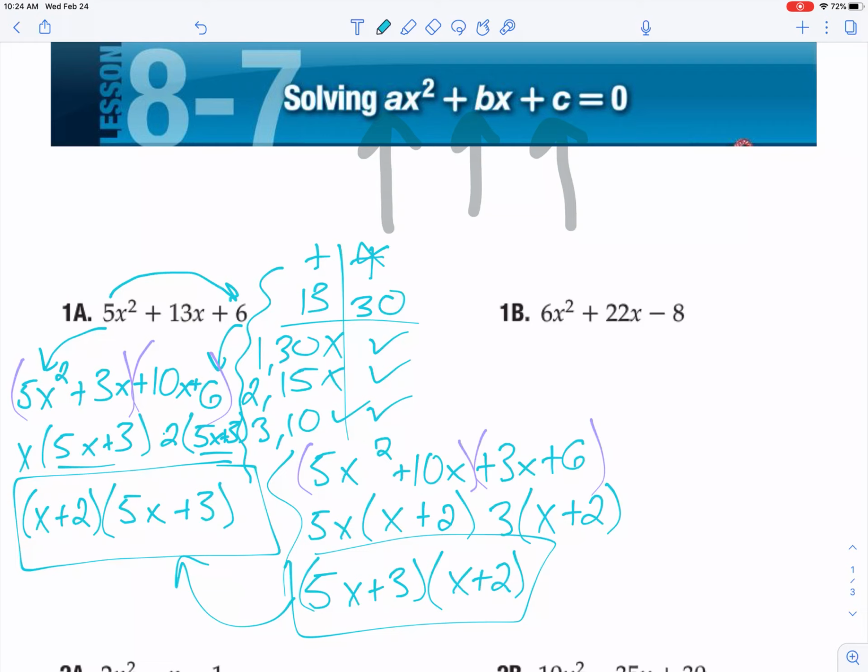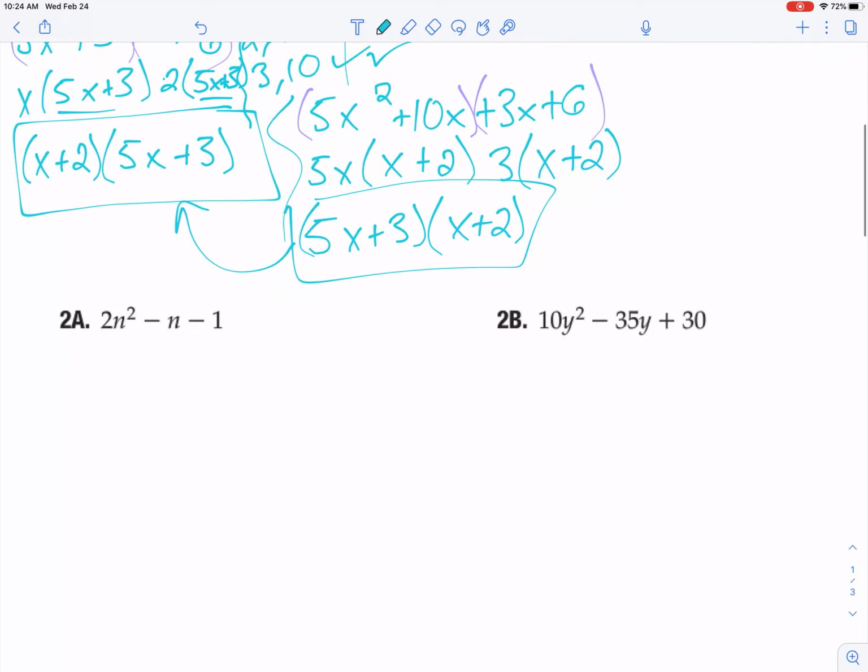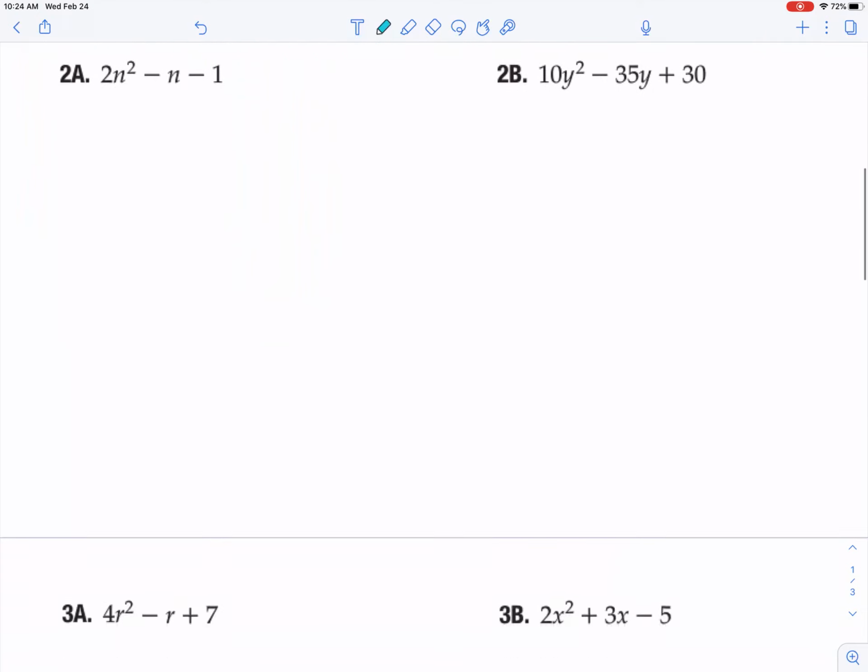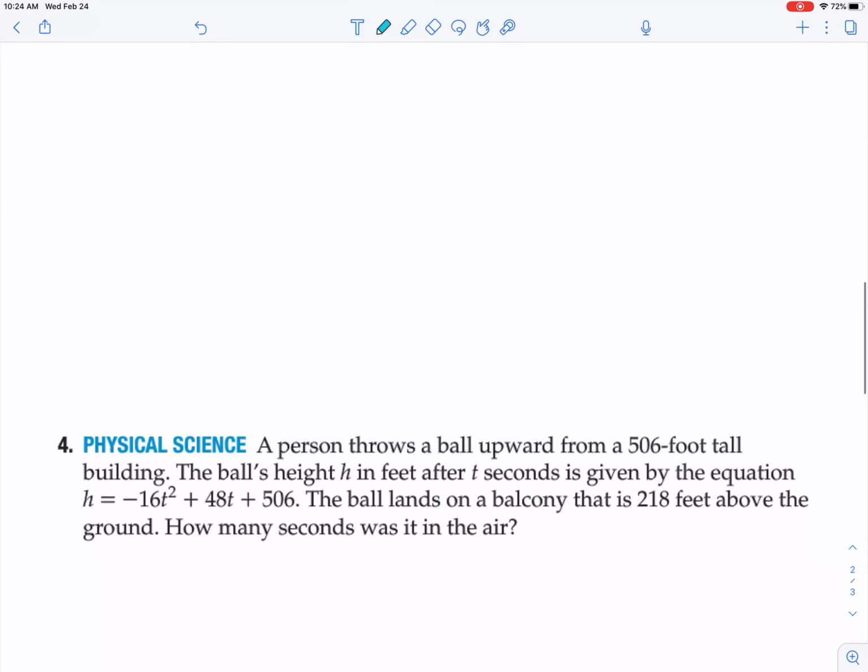Okay, that's all you do today. There's a few more examples here where really it just kind of plays with some negatives, so I will do another example.